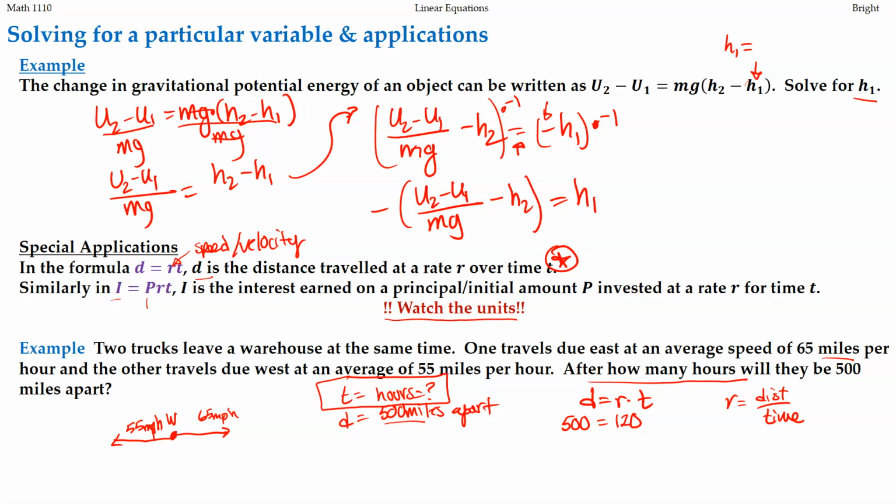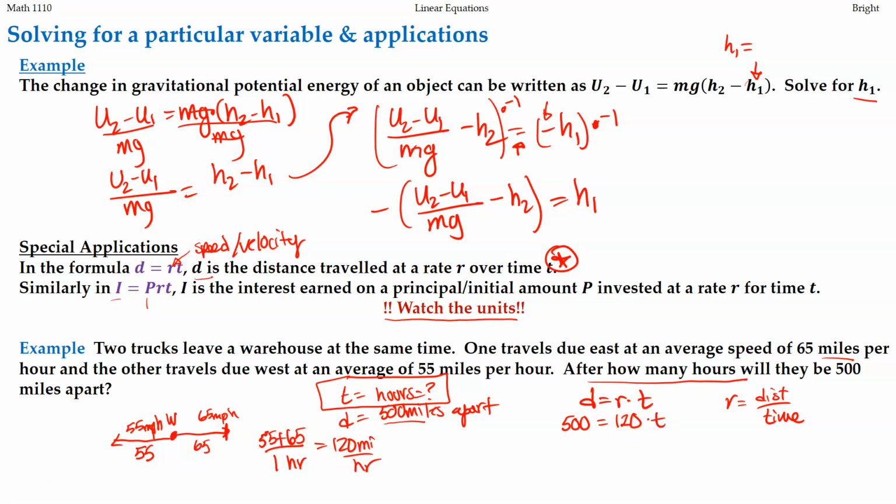Okay, here's why it's 120. If I think about this, after 1 hour, the truck traveling east has traveled 65 miles, right? It's 65 miles per hour, so they travel 65 miles in an hour. And then same thing with 55 miles per hour. So if I think of the total number of miles they travel in 1 hour, how many total miles are traveled between the two trucks? It's going to be 55 plus 65, or 120 miles per hour. Okay, so that's where the 120 comes from.